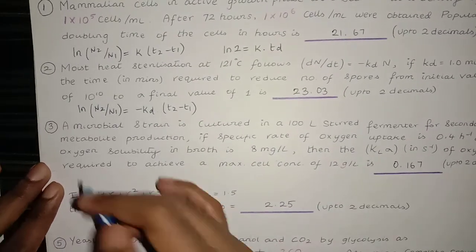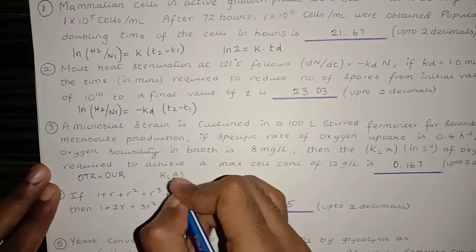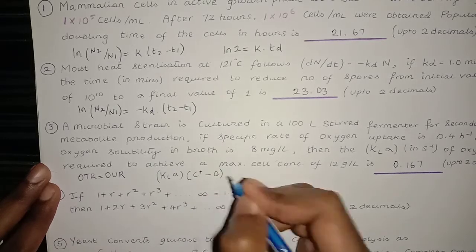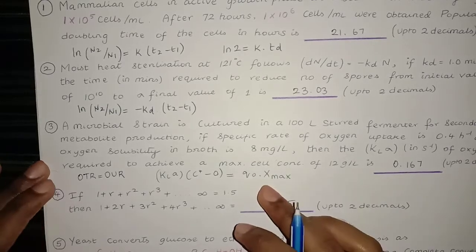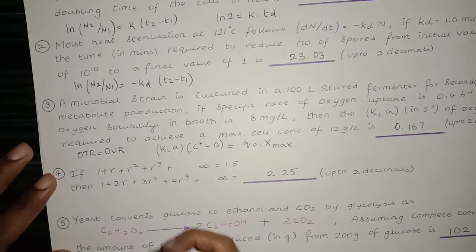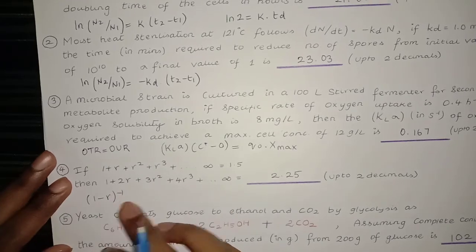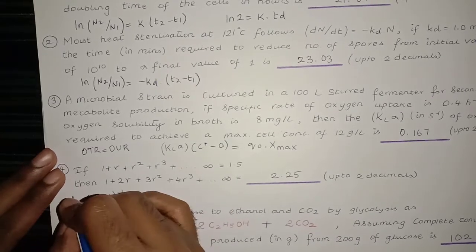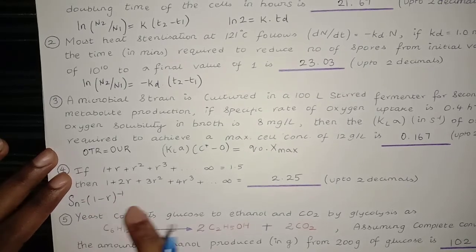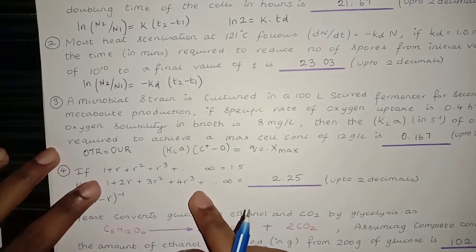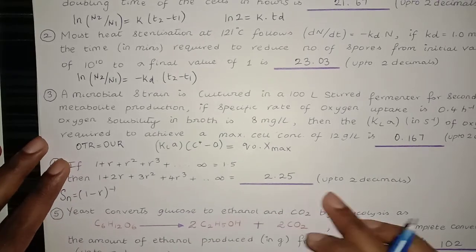Next, in the third question, we found that OTR is equal to OUR, and kLa into (C* minus dissolved oxygen) must be 0 when X becomes X max. And finally, this expression is nothing but a series in the form of (1 - r)^-1, whose sum of series is (1 - r)^-1. And differentiating this series, we get a series whose sum has to be found, that is 1 + 2r + 3r^2 + 4r^3, which we got as 2.25.